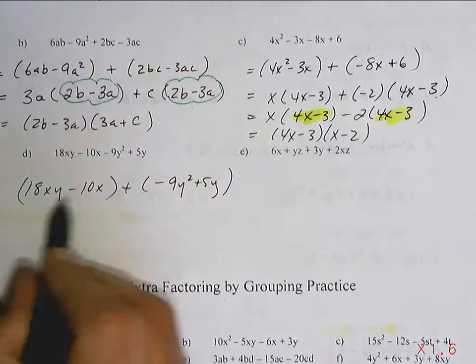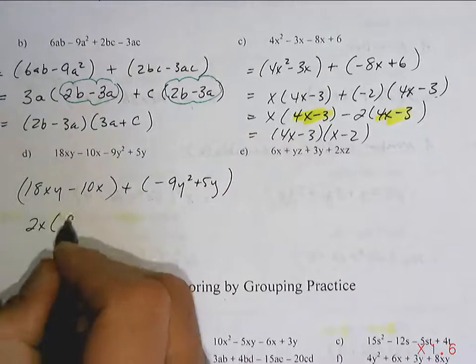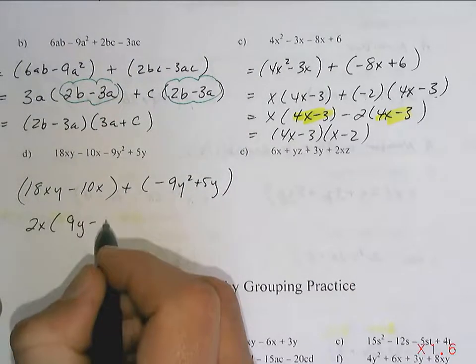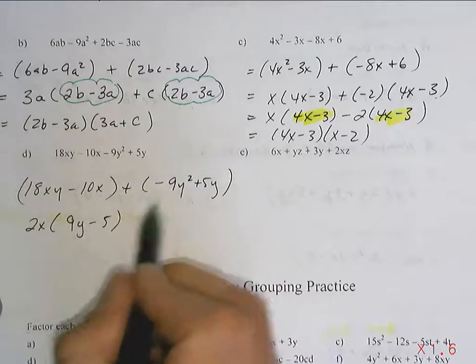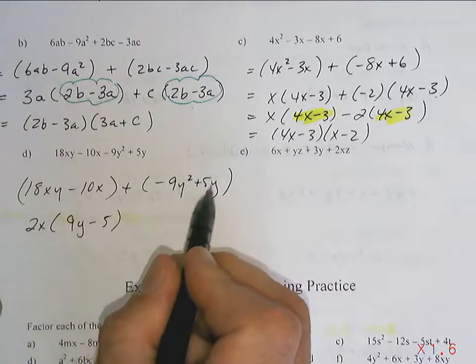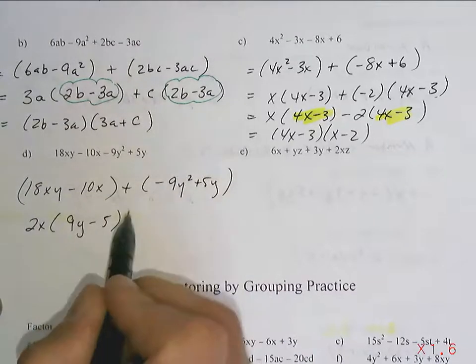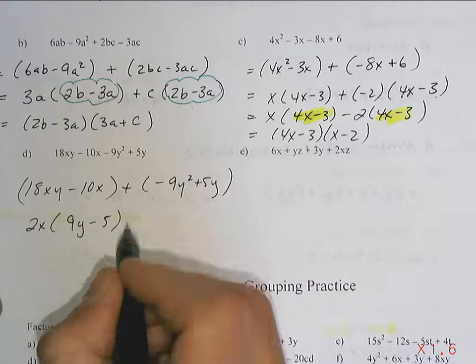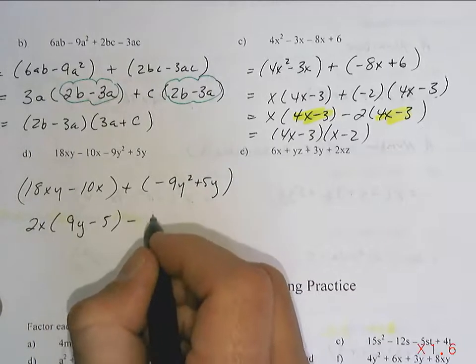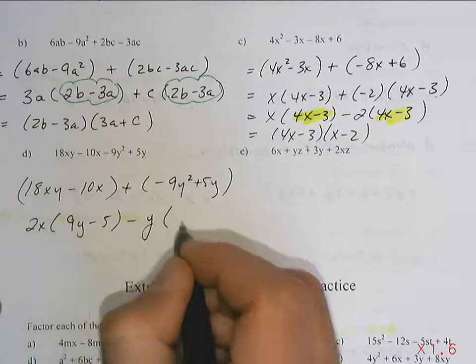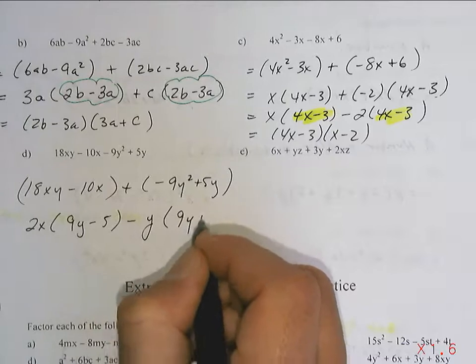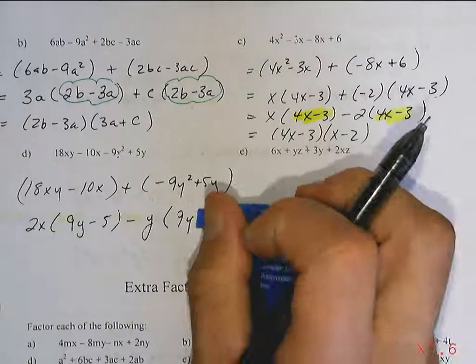Common factor out what you can. I'm thinking a 2 and an x, which is going to give me a 9y minus 5. And notice this is negative 9y squared plus 5y, so I'm going to common factor out a y, but I also want to common factor out that negative. I'm going to do it in one step this time. I'm going to common factor out a negative y, which is going to leave me with a positive y, oops, not plus 5, minus 5.